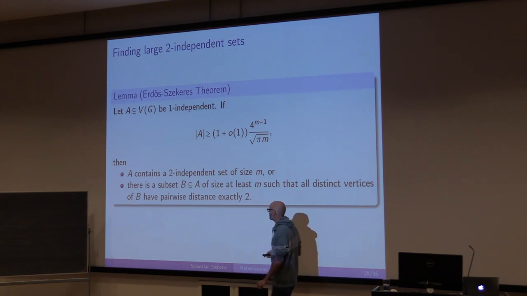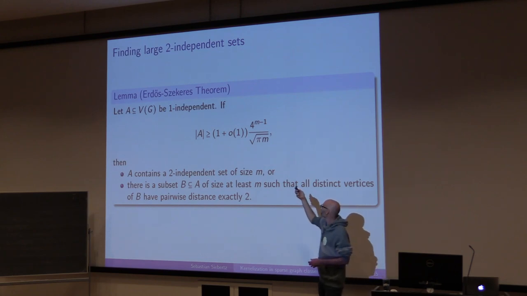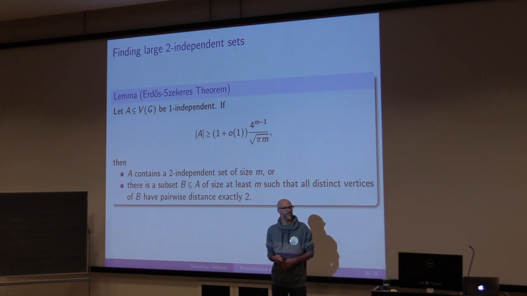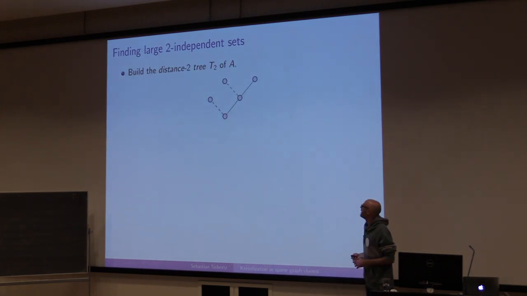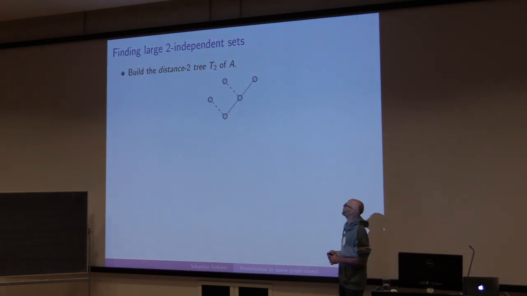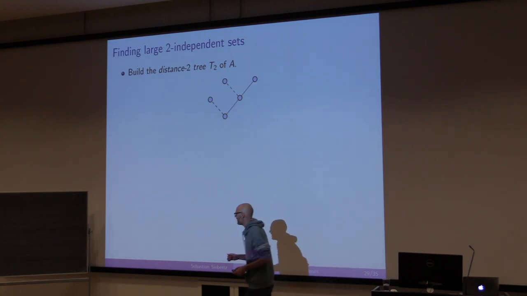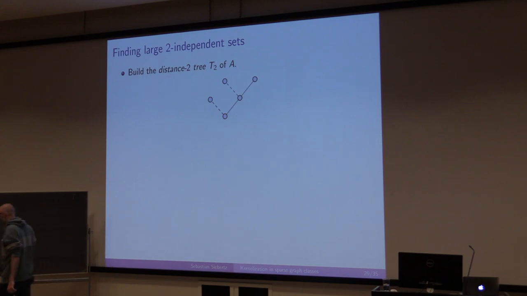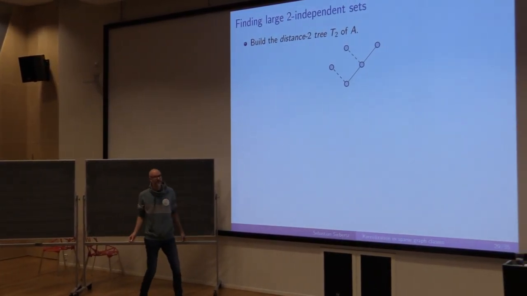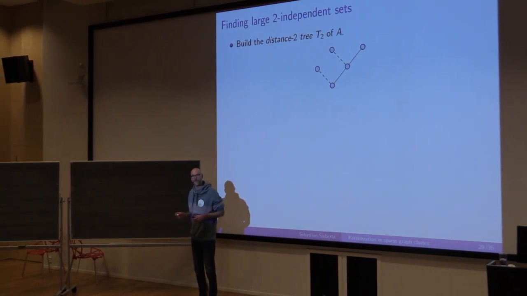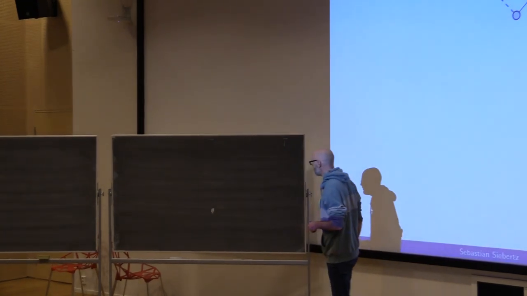We want to find vertices at pairwise large distance, but we want to get rid of those exponential bounds here. So let me build the distance 2 tree of a set A, which I assume is independent. Let me make an animation for this picture so that you really get what I'm doing. I have the set A, and the vertices come one by one. I put the first vertex simply as the root of a tree.